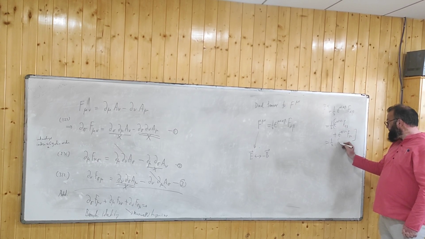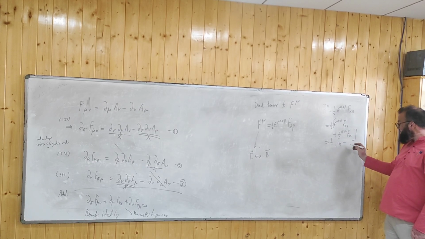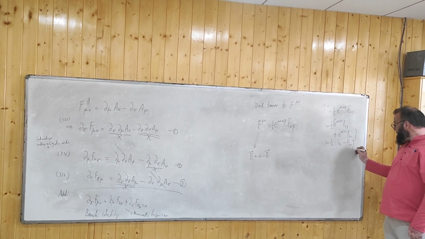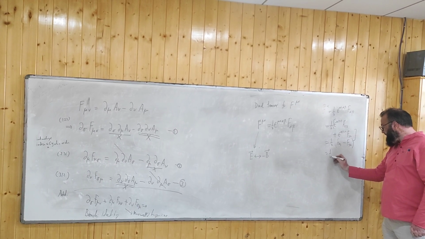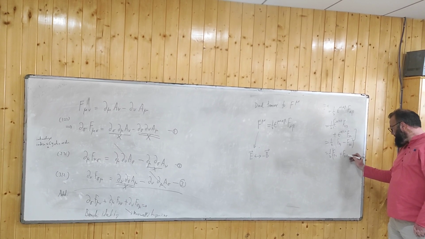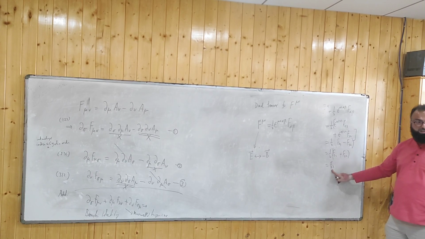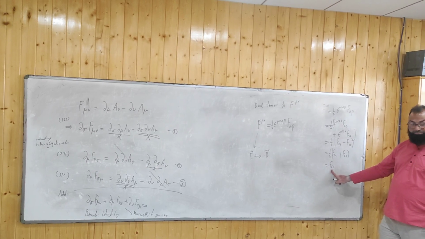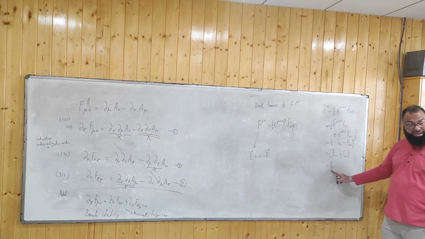So it is F23 minus, this is minus 1 because your two indices are interchanging, F32. So what is that equal to? You can interchange 2 and 3. So it is half of F23 plus F23. So what is that equal to? Simply F23. Now tell me what is F23? It's minus B. It is minus BX.